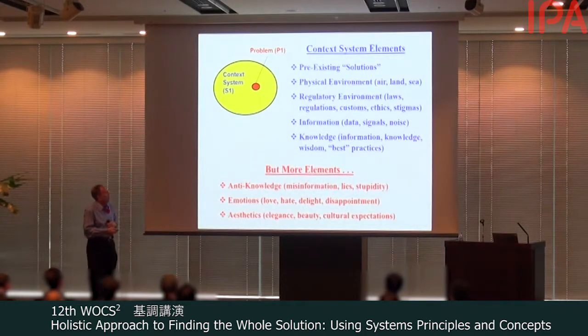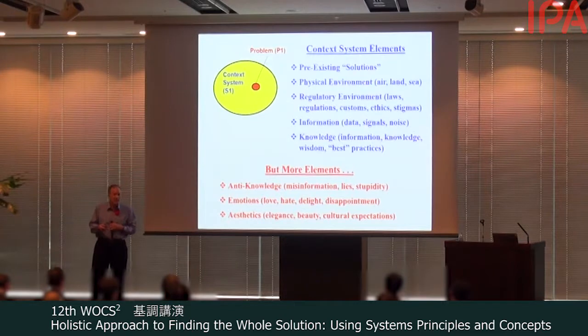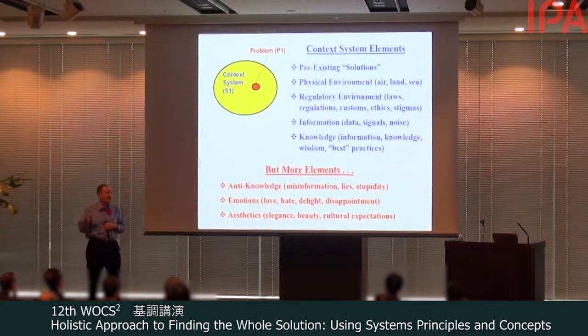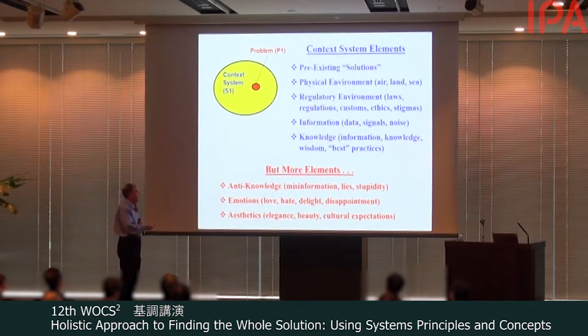But there's also something else we often don't consider, which is anti-knowledge. Things we think we know that are not true. There are people who will purposely give misinformation because they are trying to deceive you, or maybe they don't understand, or maybe there's some politics where people are trying to convince you to do something you don't want to do. But that's part of the context. It's not just a technical context, it's a social context, a political context. There's also the way people feel. That's part of the context.